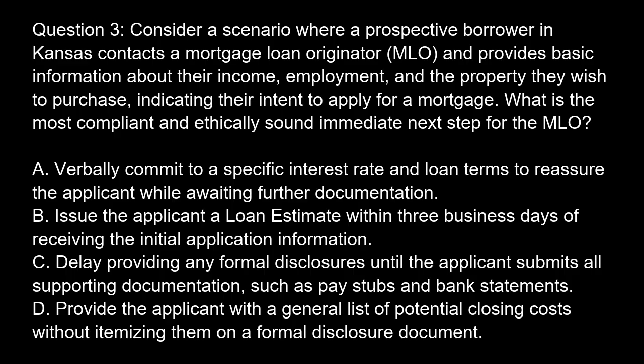Option A. Verbally commit to a specific interest rate and loan terms to reassure the applicant while awaiting further documentation. Option B. Issue the applicant a loan estimate within 3 business days of receiving the initial application information. Option C. Delay providing any formal disclosures until the applicant submits all supporting documentation, such as pay stubs and bank statements. Option D. Provide the applicant with a general list of potential closing costs, without itemizing them on a formal disclosure document.